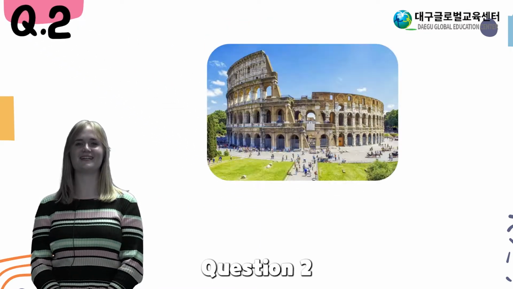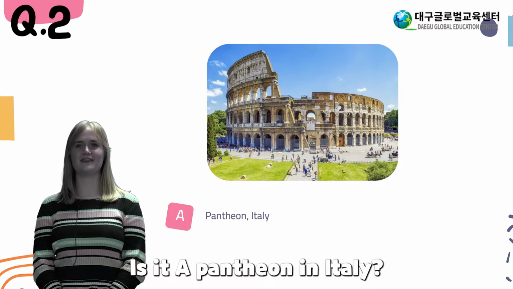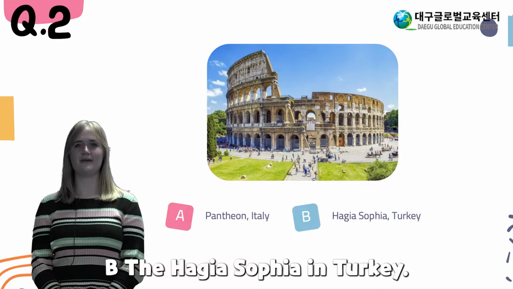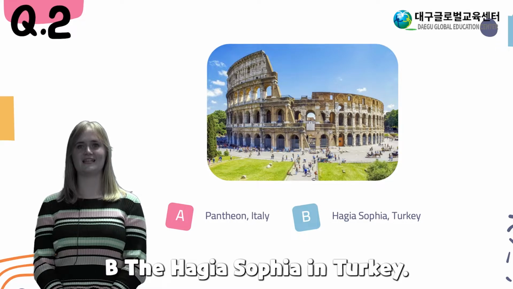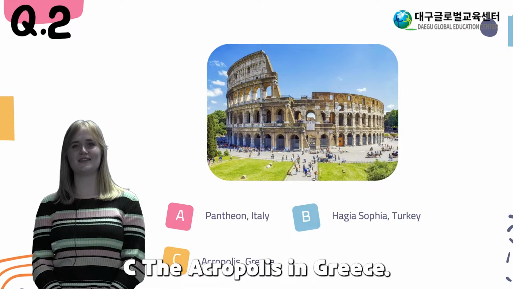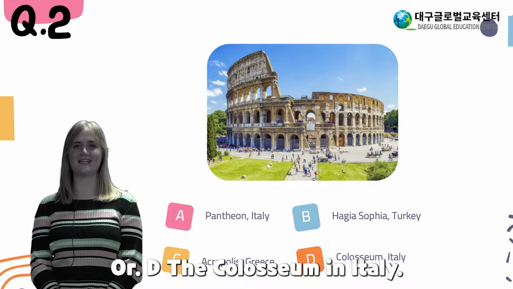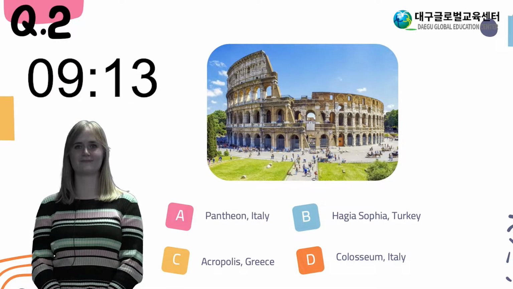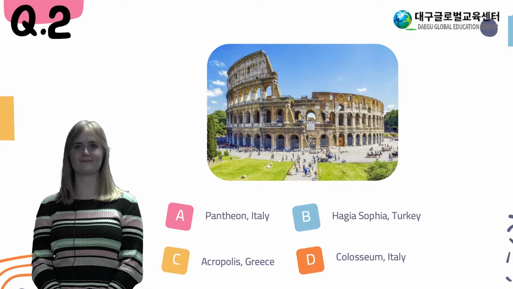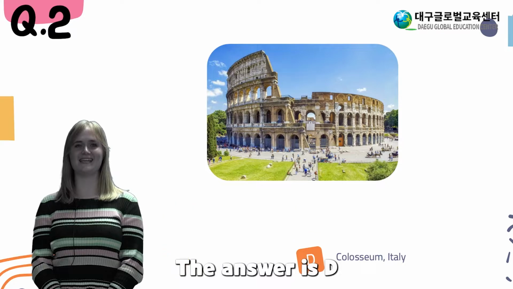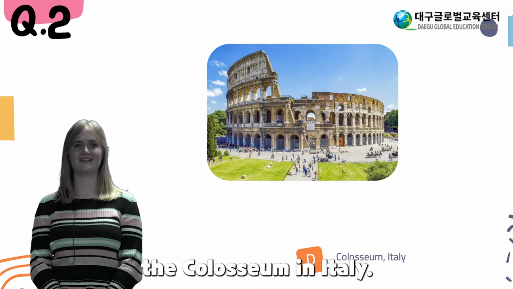Question 2. Is it A. Pantheon in Italy, B. the Hagia Sophia in Turkey, C. the Acropolis in Greece, or D. the Colosseum in Italy? The answer is D. the Colosseum in Italy.